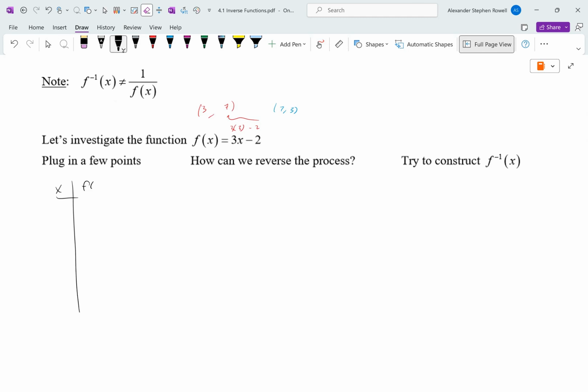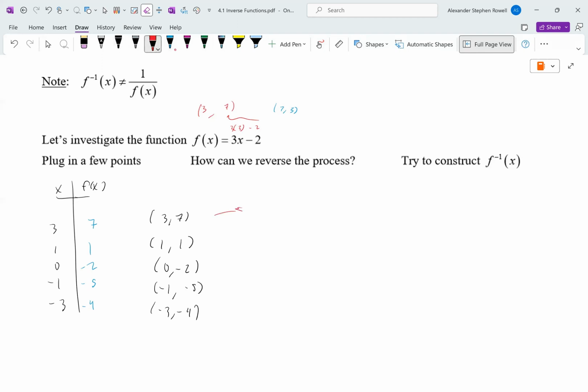X, f of x. Let's plug in 3, 1, 0, -1, -3. We plugged in 3 and got 7. We plugged in 1 and got 1. 0 would give us -2. -1 would give us -5. And -3 would give us -4. So this corresponds to the ordered pairs (3, 7), (1, 1), (0, -2), (-1, -5), (-3, -4).